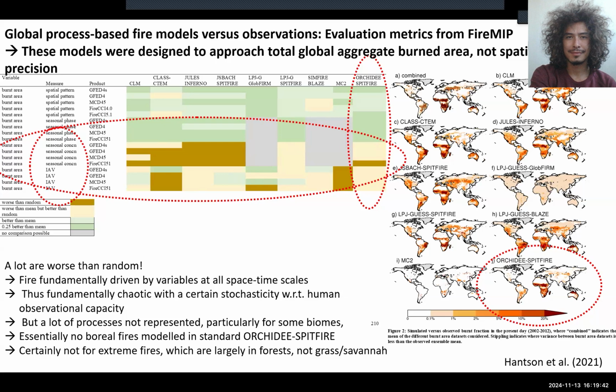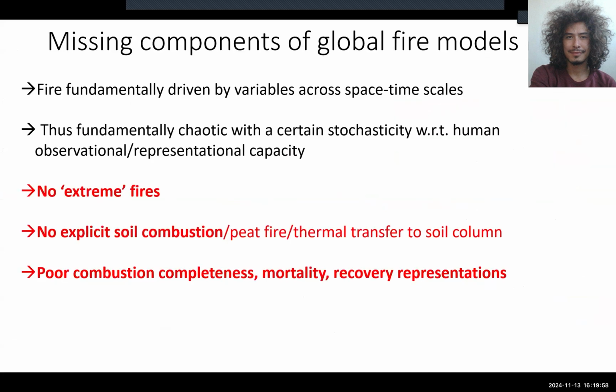That's pretty terrible. And the reason is basically that they don't include a lot of processes that are not relevant to, say, savanna fires, because that's what the models were originally built for. They don't include crown fires, they don't include soil burning or anything like that. So that's what this slide says. There are no extreme fires, no explicit soil combustion, and a very poor understanding and representation of combustion completeness, mortality, or recovery.